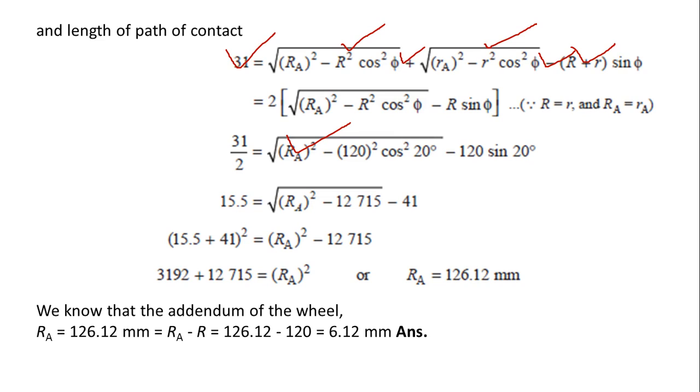So once you get the value of RA from this, then you can find the addendum value, that is nothing but RA minus R. Okay. So addendum of the wheel will be the difference between the addendum circle and the pitch circle radius. Okay, once you get this value, you take the difference, and you get the addendum value as 6.12. Okay, so it is just reversed now.